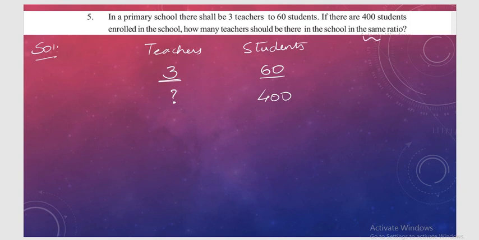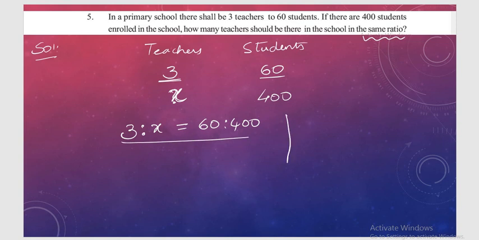So what he is saying, finally in the same ratio. So same ratio means, let this be some x. I can take it as 3 is to x is equal to 60 is to 400. Either you can take this way or you can directly consider it as, for 3 if you are having 60, then for x 400. So you can take both the teachers on same side and correspondingly students on the other side, or teacher to student. Anyway you can take it, right?